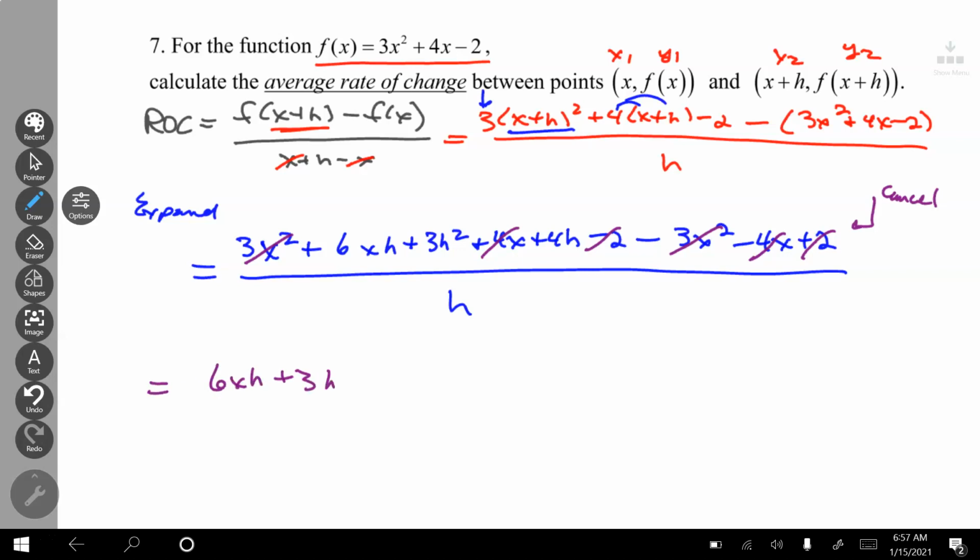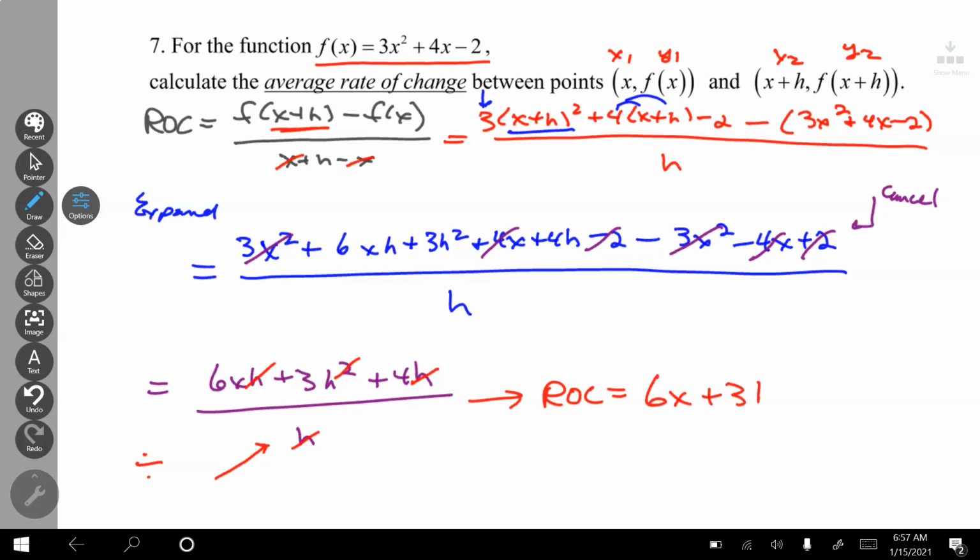6xh plus 3h squared plus 4h over h. We are dividing by 1h. So this h cancels out this h, cancels out this h, cancels out this h. And I get my rate of change is equal to 6x plus 3h plus 4. Again, get used to this problem. We're going to do it all year.